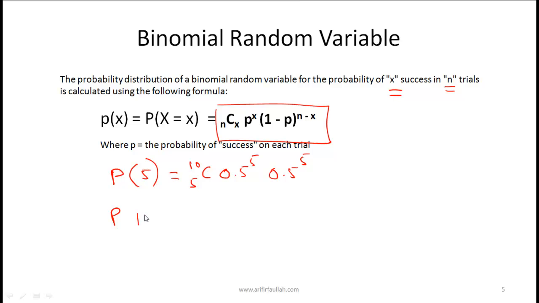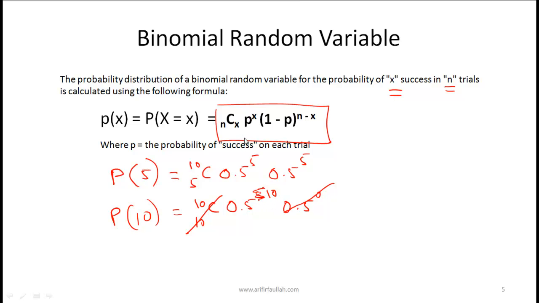What's the probability of getting all 10 successes? So that would be 10C10 into 0.5 to the power of 10, because we have 10 successes, times 1 minus p, which is 0.5 to the power of 10 minus 10, which is 0. So this will cancel out because that's simply 1. 10C10, how many ways can you select 10 out of 10? And the answer to that also is 1. So we'll simply be left with 0.5 to the power of 10.